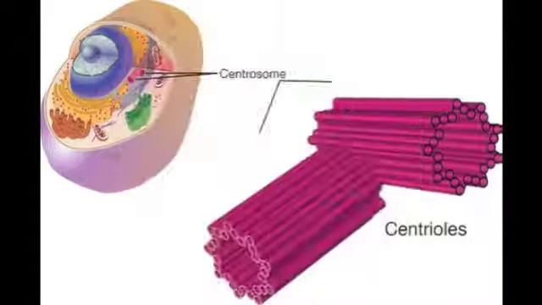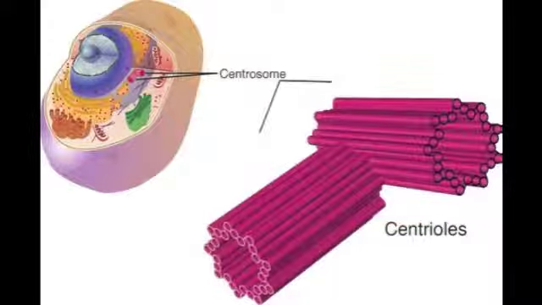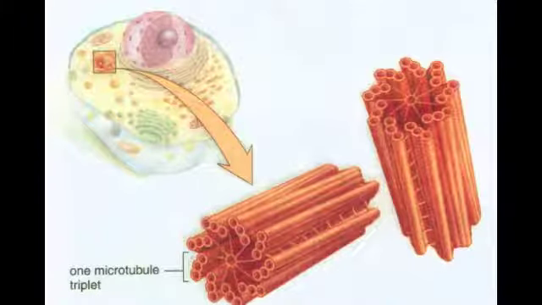The centrioles function to help the cell replicate. This replication occurs before the cell divides. It is composed of 9 sets of triplet microtubules arranged in a ring.